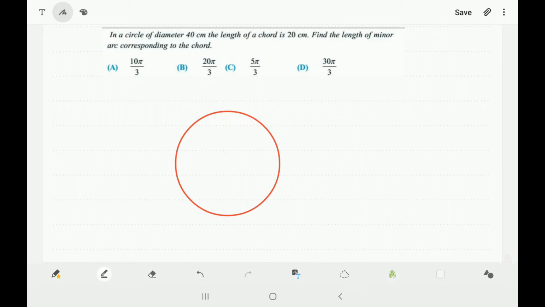In a circle of diameter 40 centimeter, it means the radius of the circle is 20 centimeter. The length of the chord is 20 centimeter. Find the length of the minor arc corresponding to that chord.